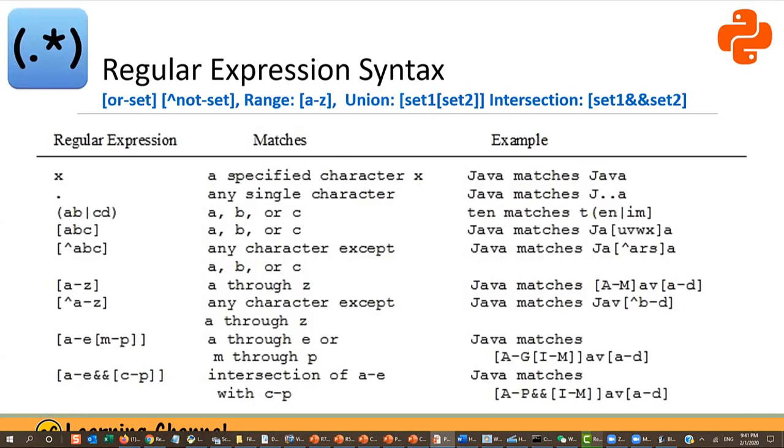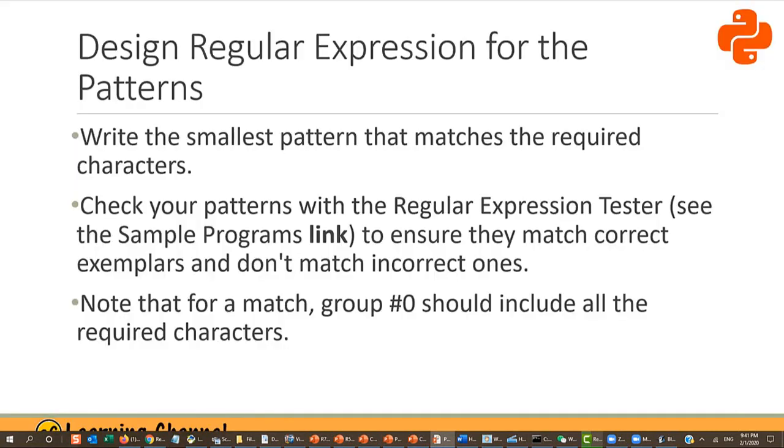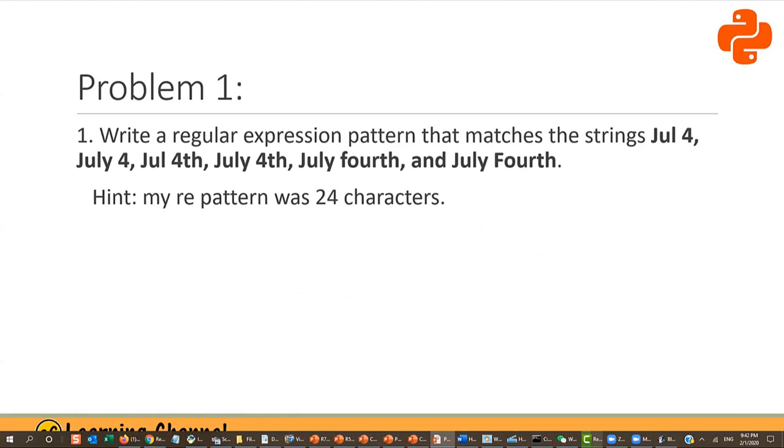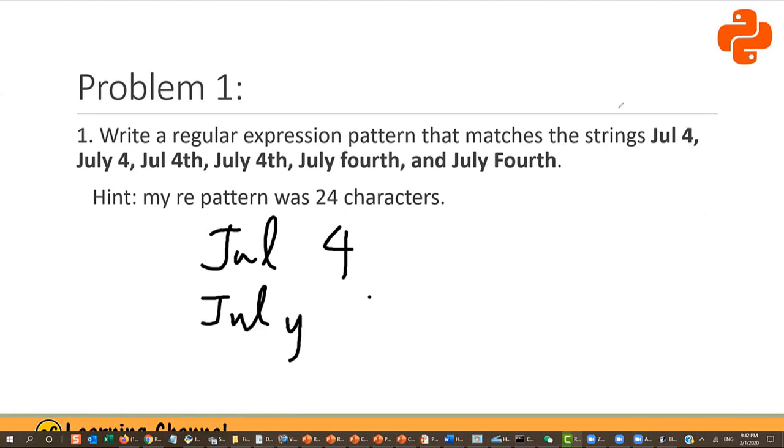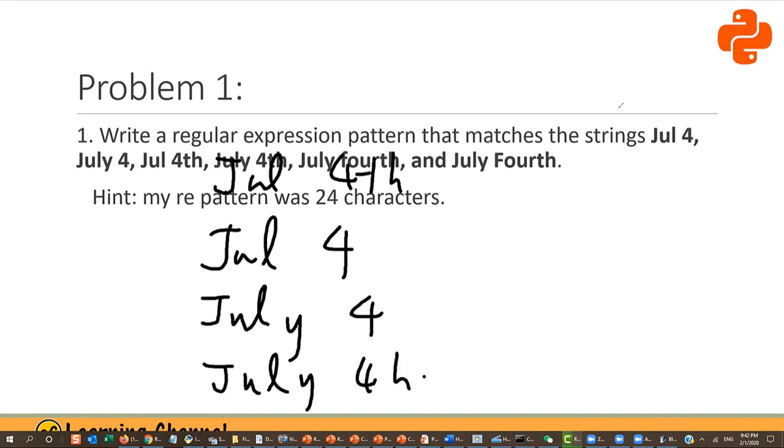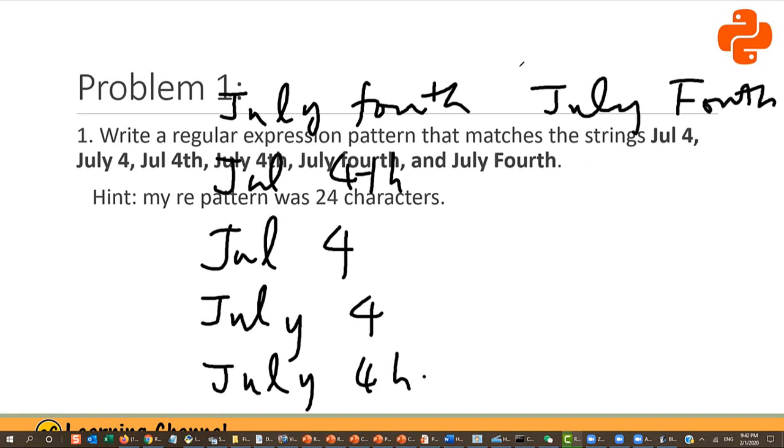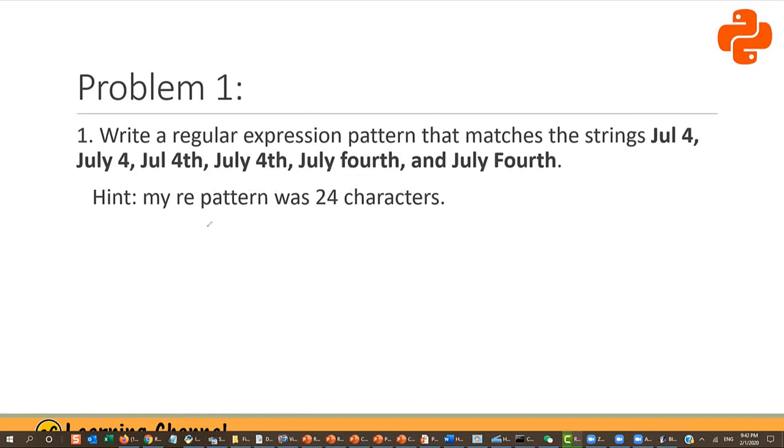Okay, let's look at one example. Let me see. Okay, let's do problem one, okay? Write a regular expression pattern that matches the string July 4th, in these different patterns. So the acceptable patterns will be JUL 4, JULY 4, JUL 4th, JULY 4th, and JULY capital F 4th. Okay, how can we write a regular expression for this one? And we want to do it in 24 characters. Okay.